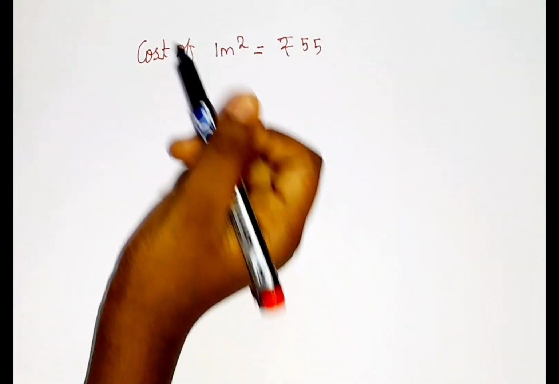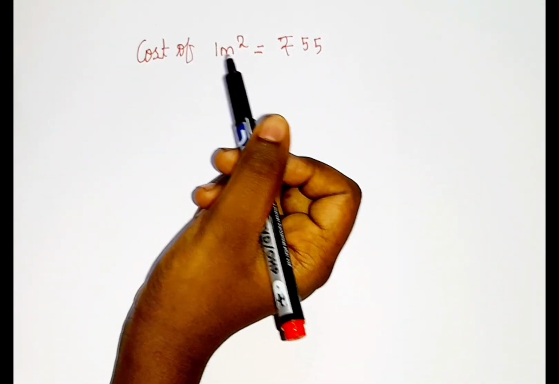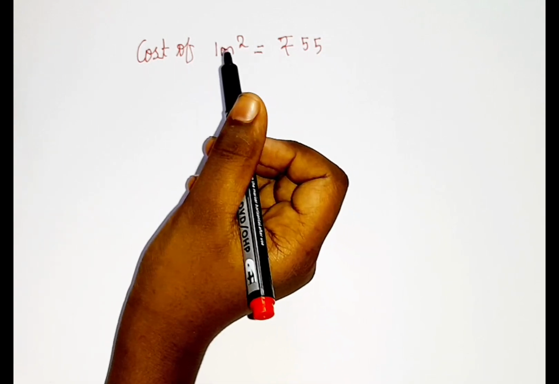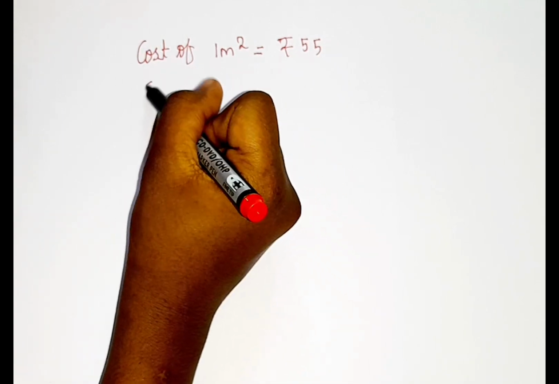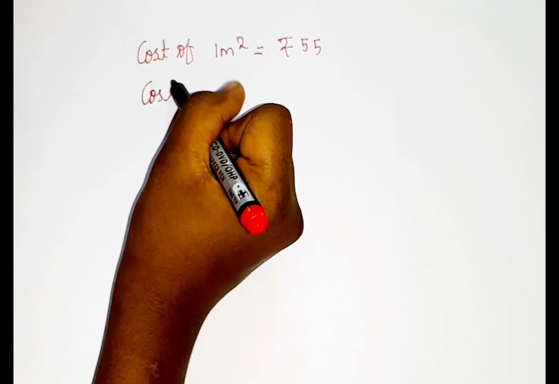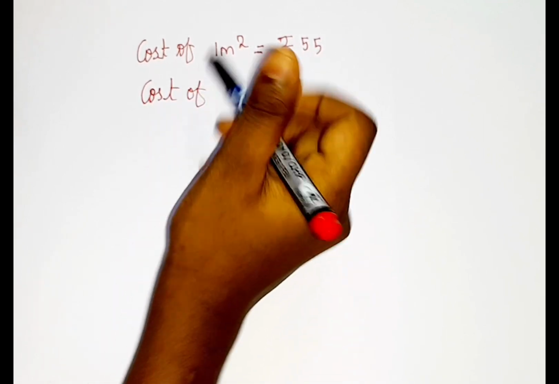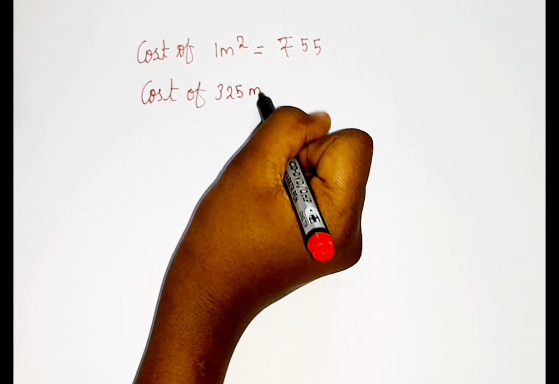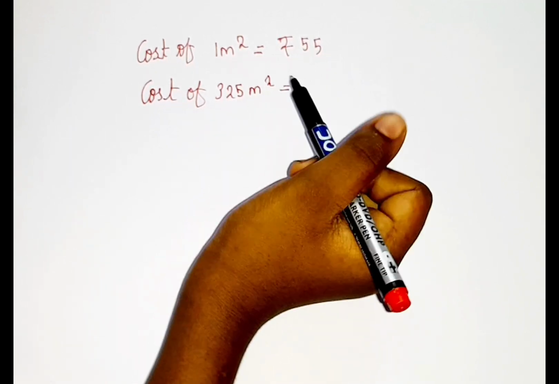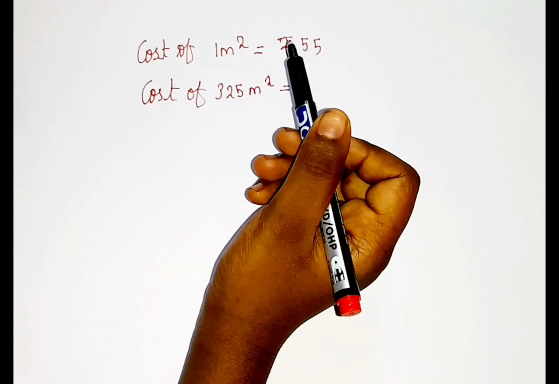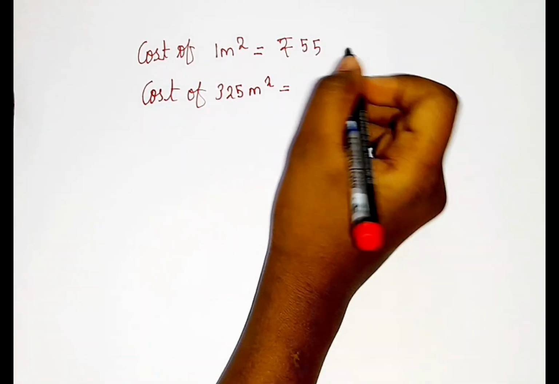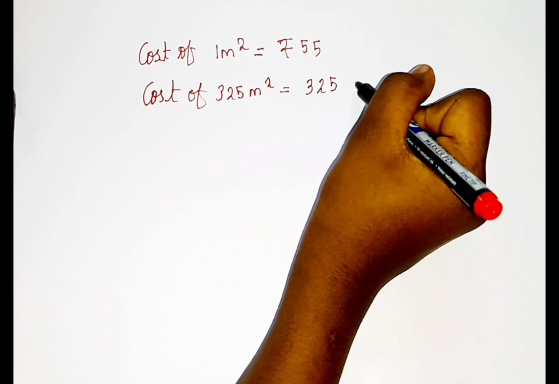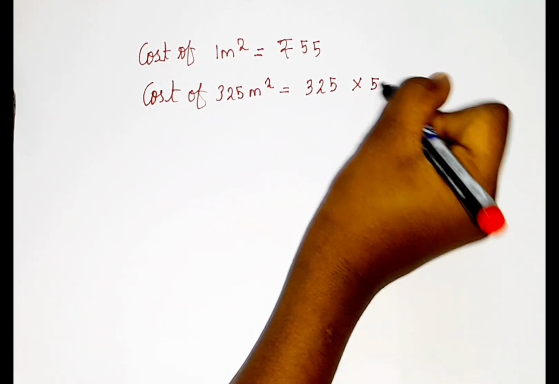So what is the cost of 325 meter? So we found the area of developing the garden, that is 325. Am I right? So cost of 325 meter square is equal to, so here 1 meter is equal to rupees 55. So 325 meter square is equal to 325 into 55.